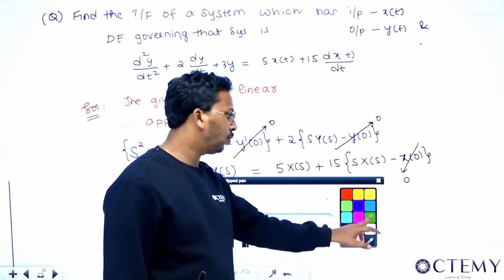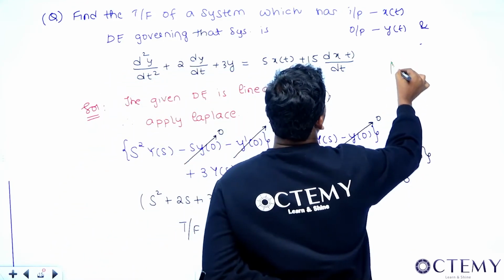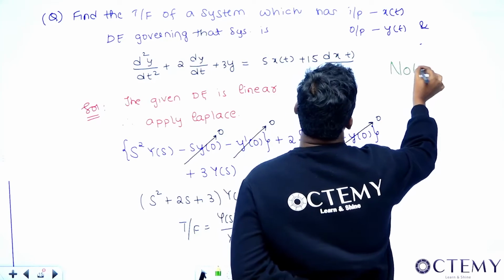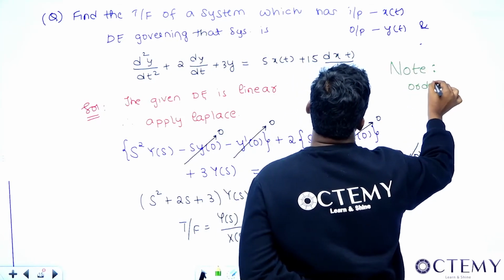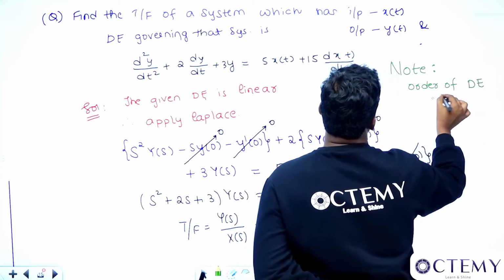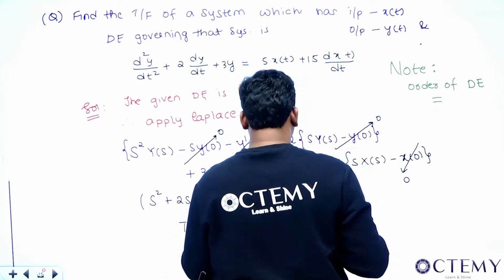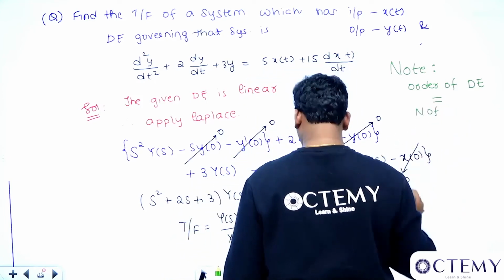One more important note I want to write from here, you can write it as a note. See, what is the note I want to write here? Order of differential equation is equal to the number of poles.